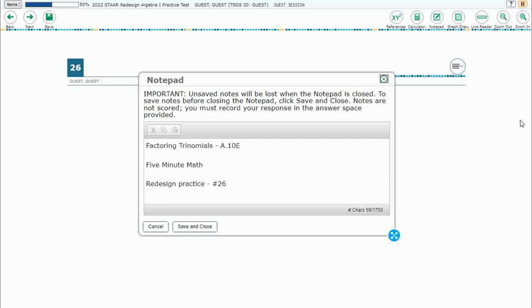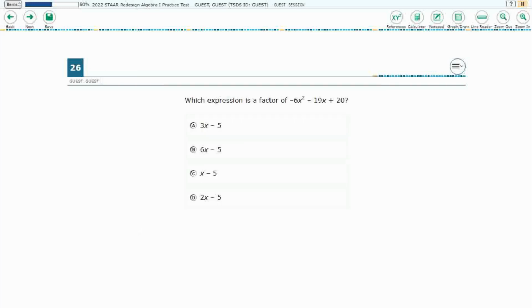Today we are looking at the Algebra 1 concept of factoring trinomials. This is standard A.10E in the great state of Texas, and we are using item number 26 of the Redesign Practice Online STAAR test. If you haven't done so already, please go ahead and take a moment to pause the video, work this problem out on your own, unpause it, and we will look at our answers together.